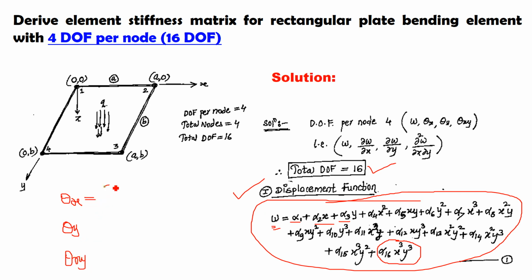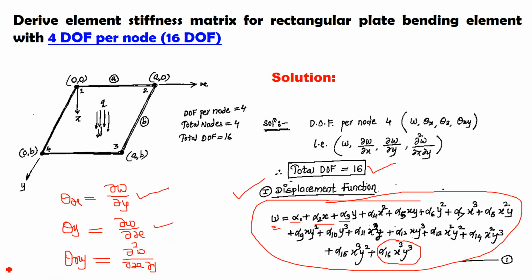Theta x is equal to dw by dy, that is the derivative of deflection w with respect to y. Theta y is equal to dw by dx, derivative of w with respect to x, and theta xy is equal to d square w by dx dy. So we have to differentiate deflection with respect to x and y, and then xy. We'll get these three rotations, slopes. So now we know how to differentiate.